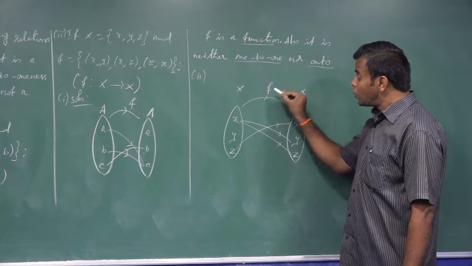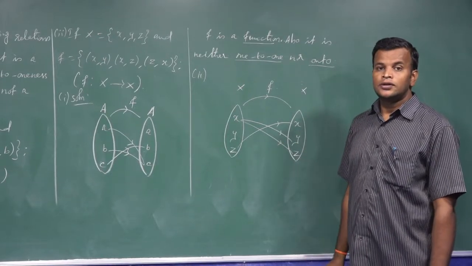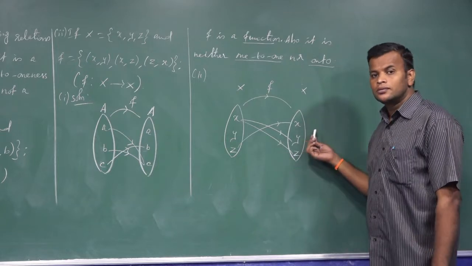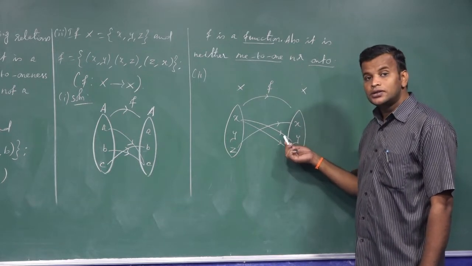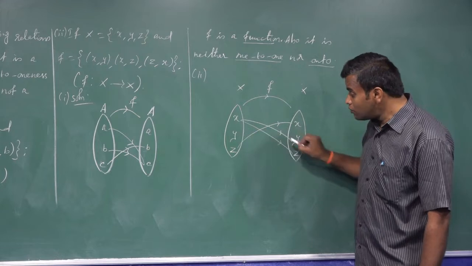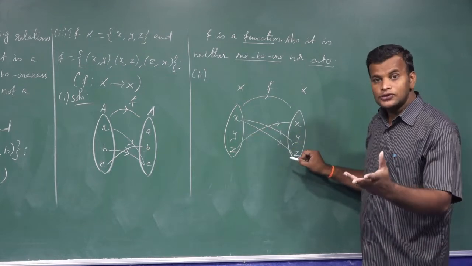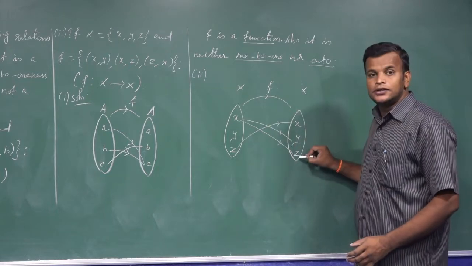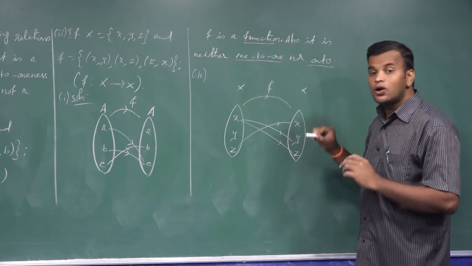Now we say whether it is a function or not. First of all, we check. It is not a function. We tell the reason. There will be two reasons. The element y has no image, and also the element x has two images, y and z. Therefore, here f is not a function.